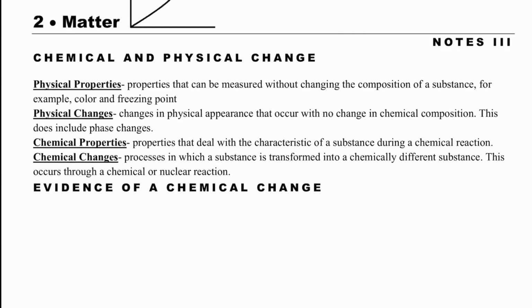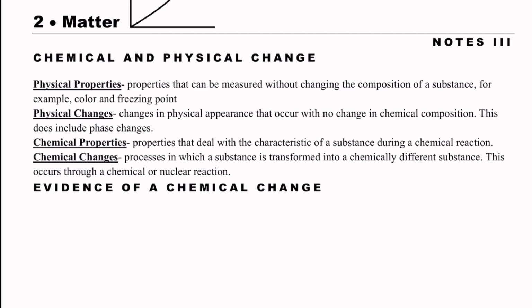Okay. Now, let's finish notes 3. Notes 3 shouldn't take very long, and then we'll be done with this video. So, a physical property is something that can be measured or done. Well, I guess a physical change. A physical property is something that can be measured without changing the composition, okay?